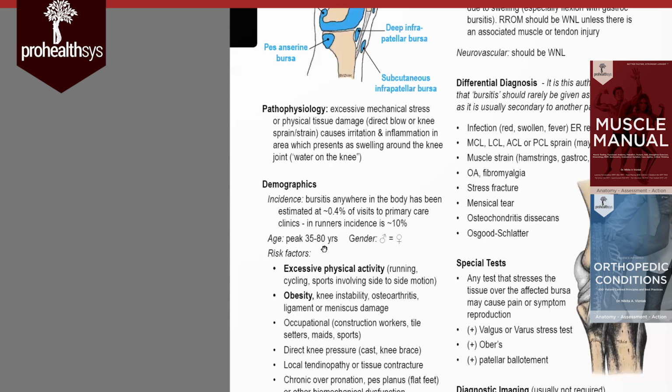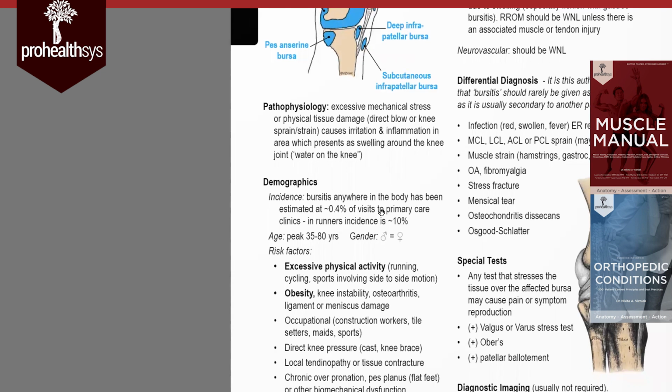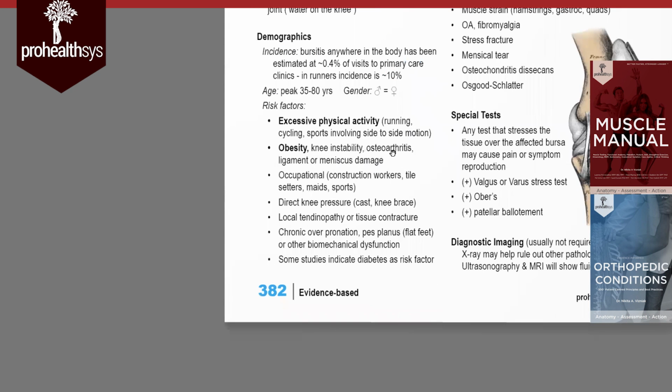Peak age, 35 to 80, gender is equal. Excessive physical activity is a major risk factor, along with obesity, knee instability, osteoarthritis, or meniscal damage. Yes, those are causes of bursitis. Occupational, if you're spending a lot of time on your knees as a maid or construction worker. I've seen this in a few tilers that do this. So direct knee trauma, casting or bracing, pressure, I should say.